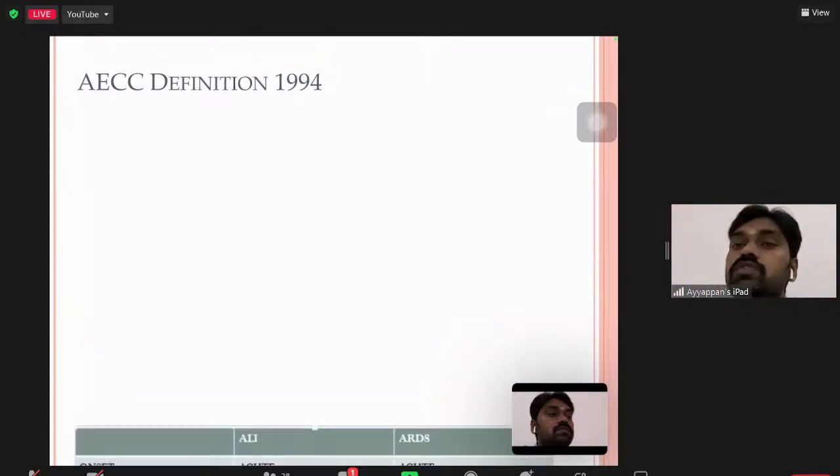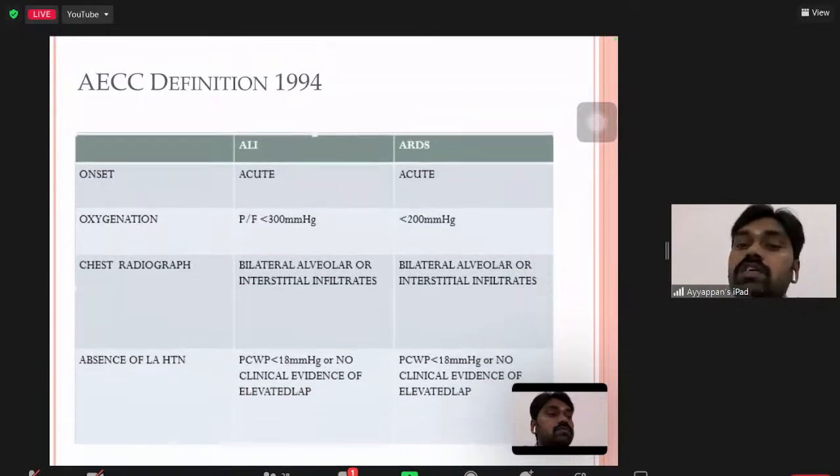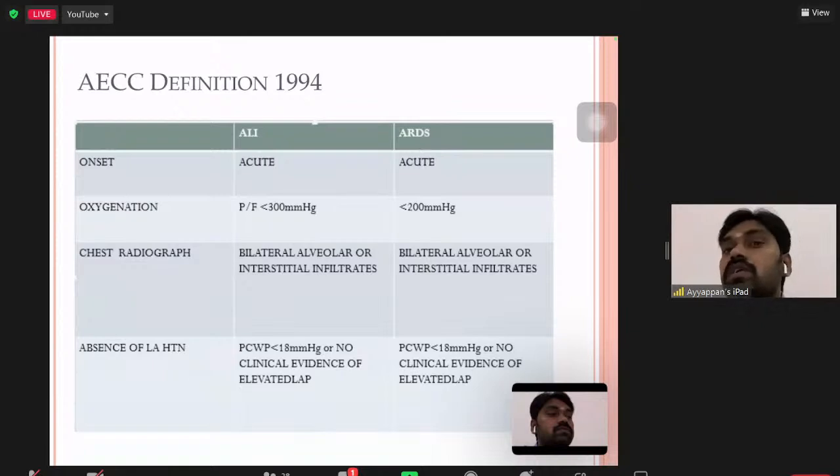The four things which they used were timing of onset, oxygenation, chest radiograph, and absence of left atrial hypertension. Based on these criteria, they named the injury acute lung injury, and ARDS is a subset of ALI with severe lung injury. ALI is nothing but acute onset respiratory distress with similar chest radiographic findings and absence of left atrial hypertension, but the PF ratio will be less than 300 and more than 200. If the same clinical picture is associated with a PF ratio of less than 200, it was called ARDS. So ARDS was a subset of ALI with a significant oxygenation deficit.